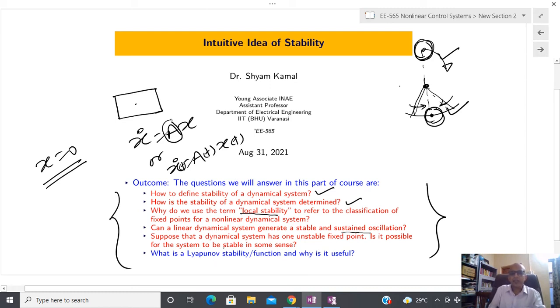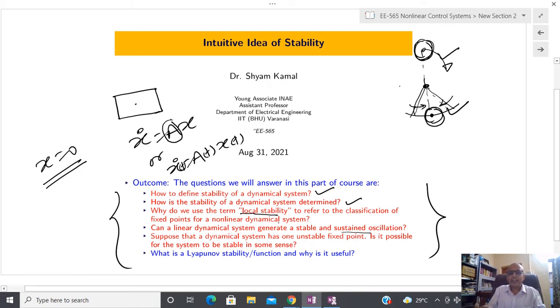Now here, the fifth question: suppose that a dynamical system has one unstable fixed point. Is it possible for the system to be stable in some sense? It might be possible that some system is locally unstable but globally stable. That kind of phenomenon is also very much obvious in nature.